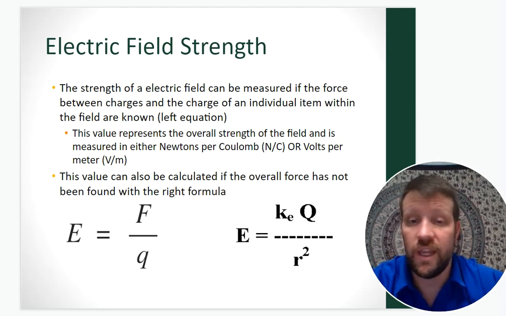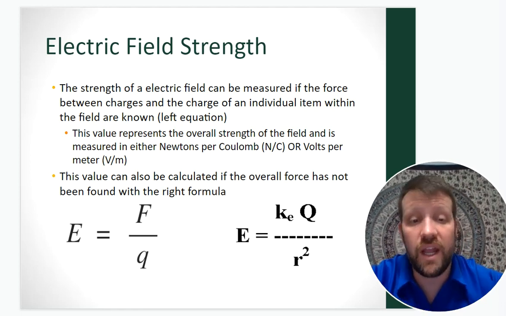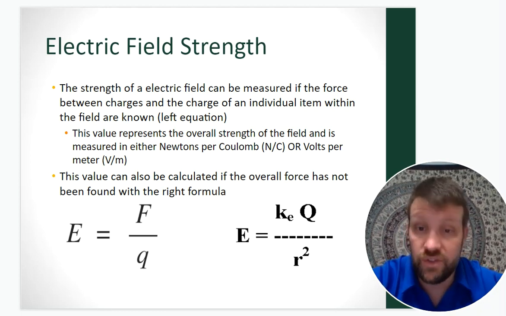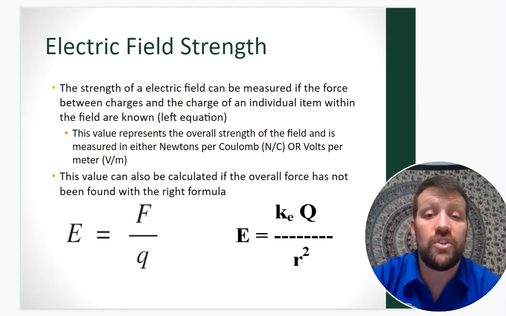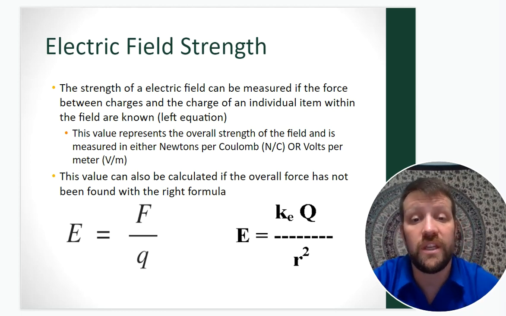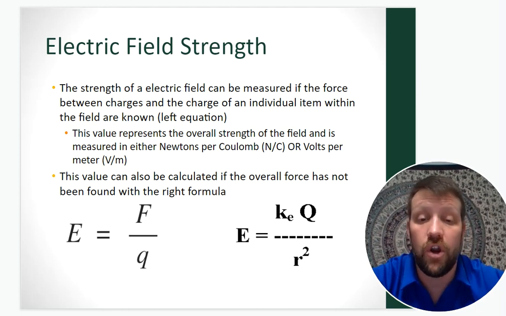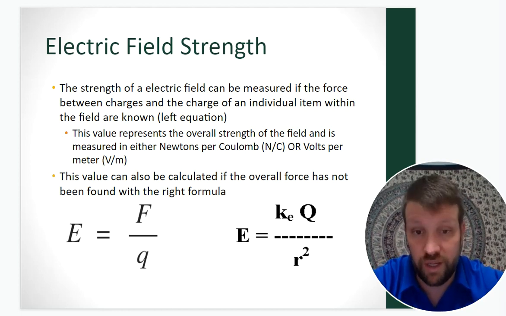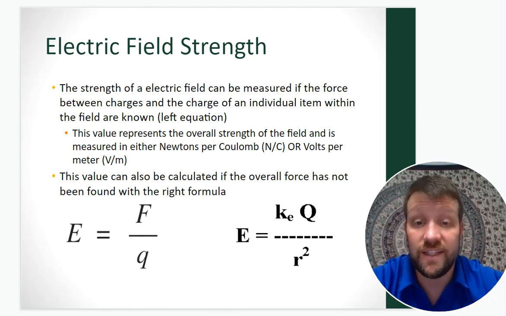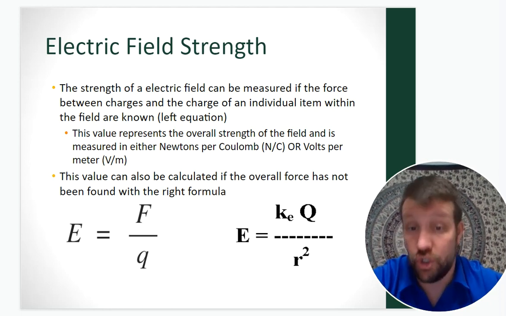And so we're going to have this capital E here representing our electric field strength, okay? And you see here we've got a constant in one case, and we're going to talk a little more about the variables and the units associated with them. But I want to make sure that you know that there's a couple ways that we can do this. The strength of the electric field can be measured when the force between charges and the charge of an individual item within the field are known. So E, electric field strength, F being the force applied within that, and Q being a charged object that it is applied to.